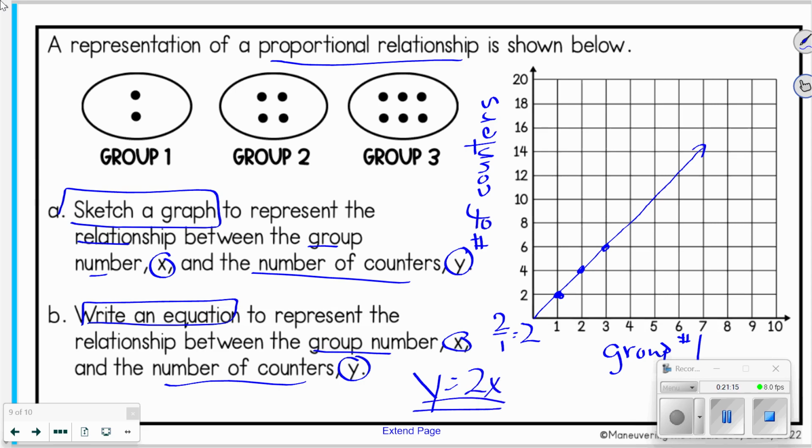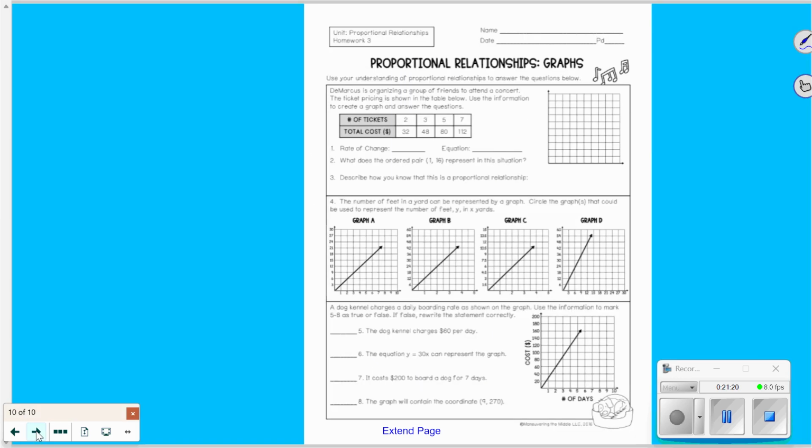Any questions on anything we covered? Okay, here is the homework for this one. You'll see it basically looks exactly like what we've just done. I'm not going to go any deeper on that one for right now.